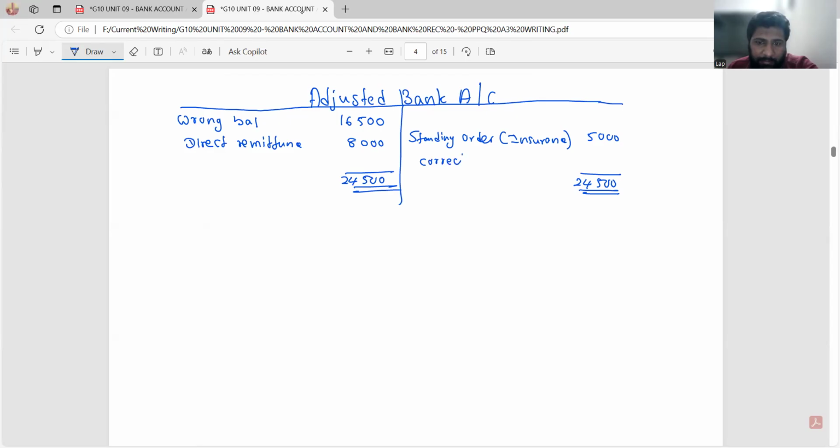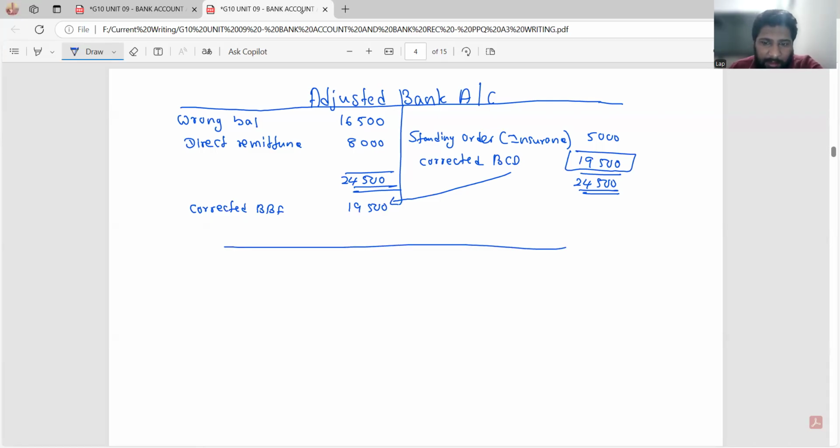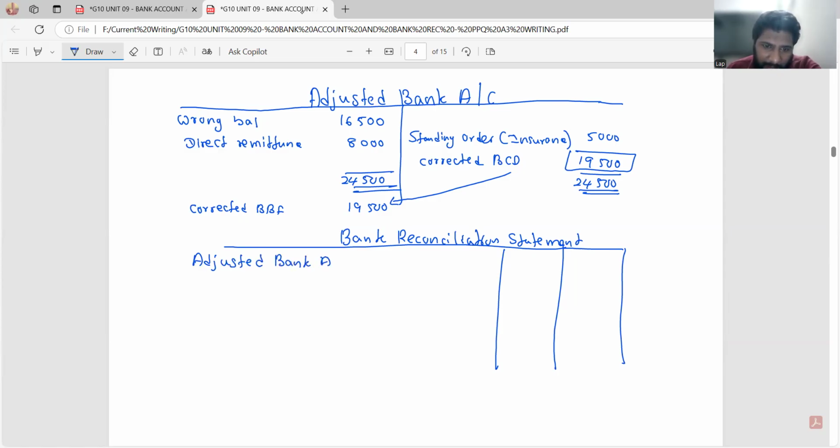Then corrected balance 19,500. Now we can prepare the bank reconciliation statement. Adjusted bank account balance 19,500.